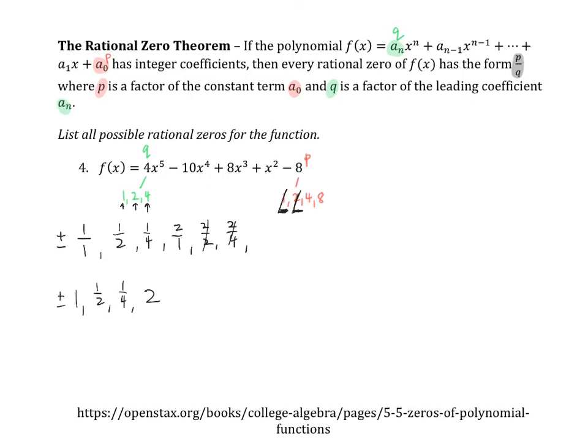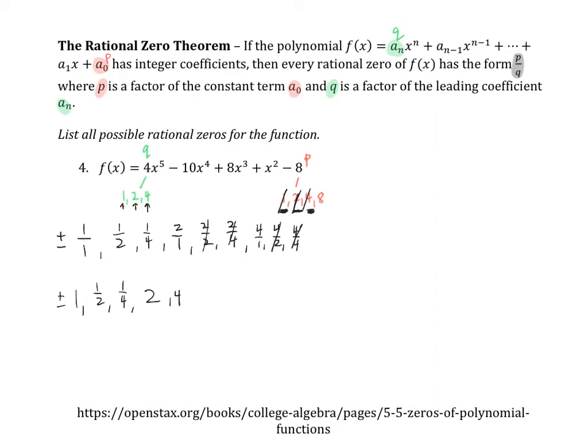Okay, now I need to use 4, so I'm going to put 4 over every q. So that's 4 over 1, 4 over 2, and 4 over 4. 4 over 1 is 4. That's not on my list yet. 4 over 2 is 2. That is on my list. 4 over 4 is 1. That's on my list.